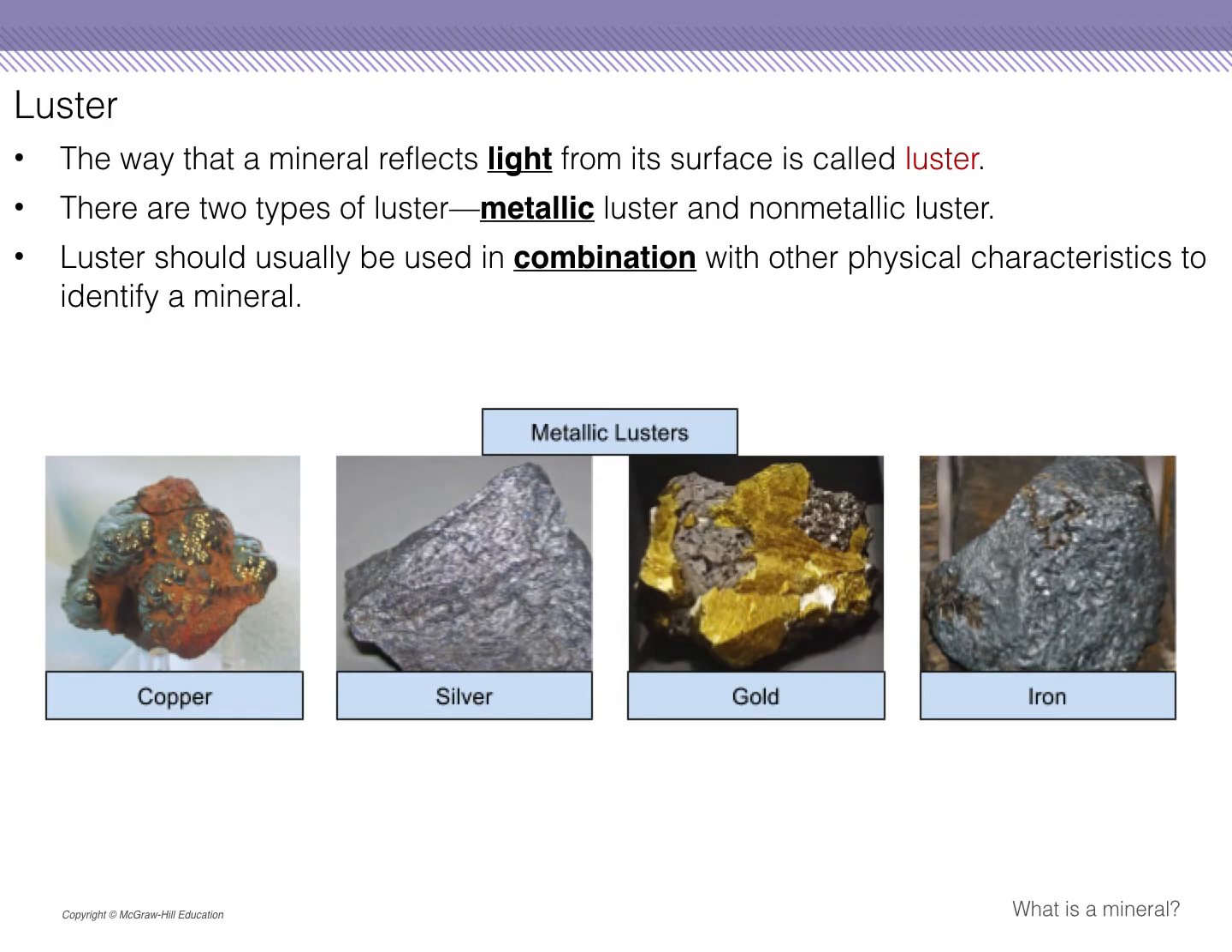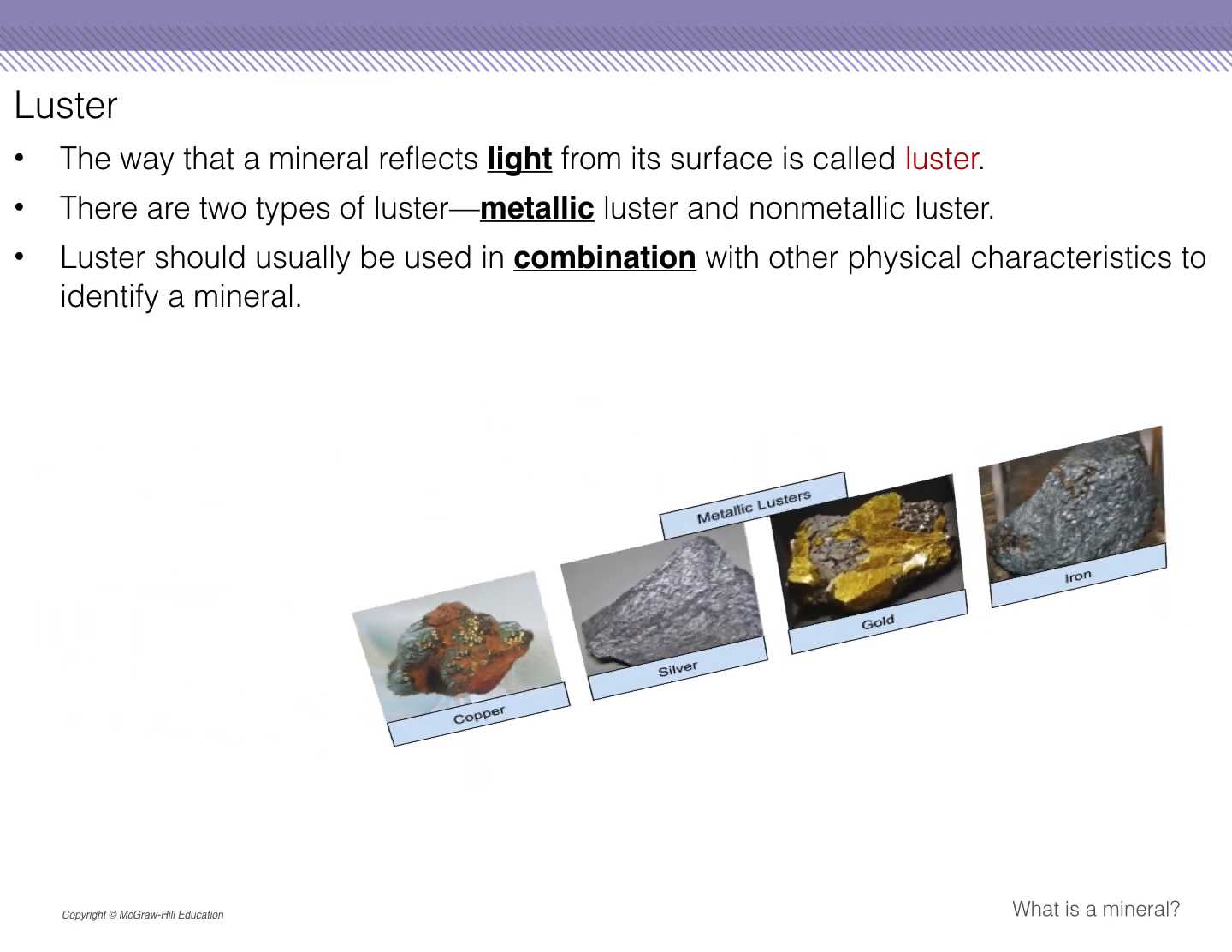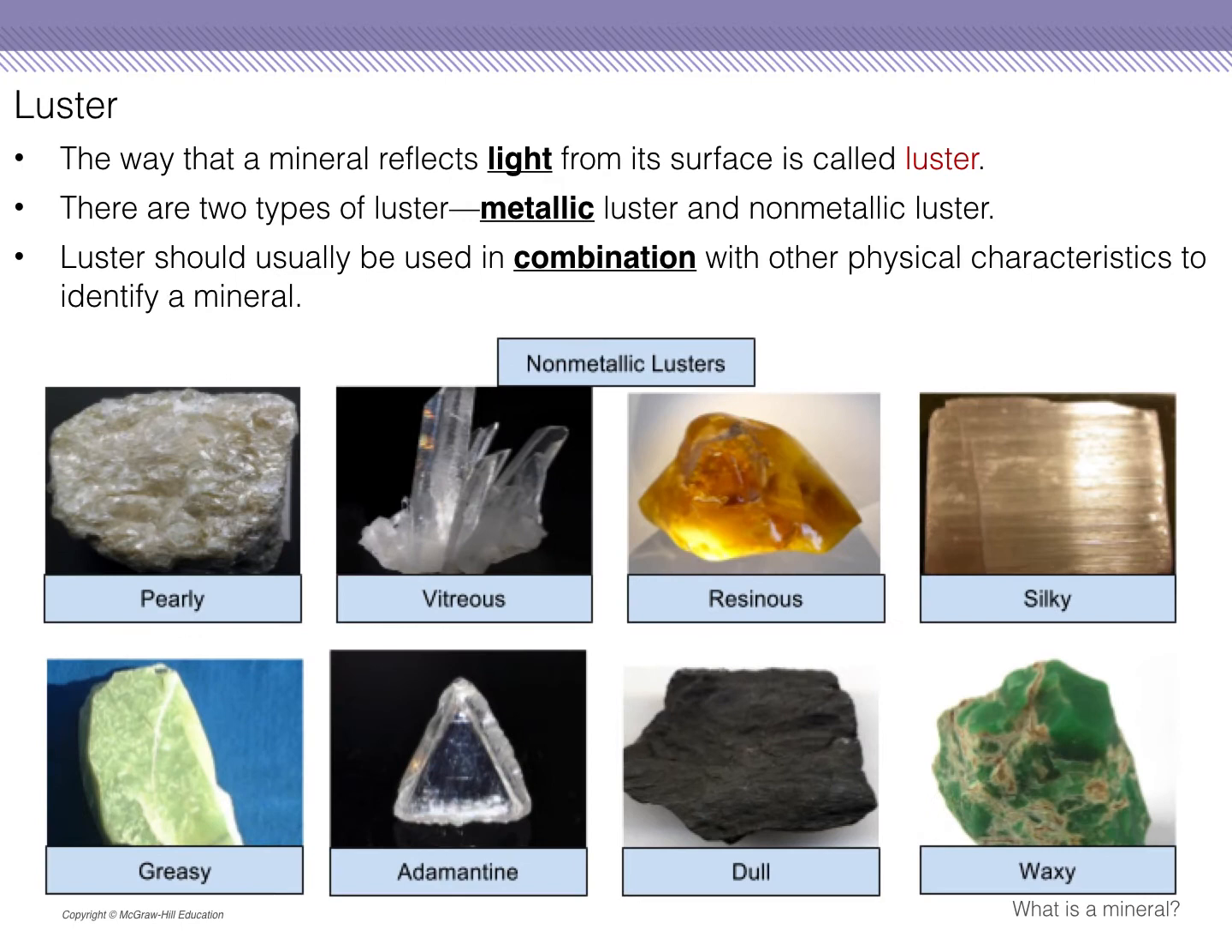Luster can be metallic, like these four, or it can be non-metallic. The non-metallic lusters are more prevalent. You will see a lot more minerals with non-metallic lusters than metallic lusters. And here are some of the examples of those lusters there. Luster can be used in combination with other physical characteristics to identify a mineral. You don't usually just use its luster to identify it.